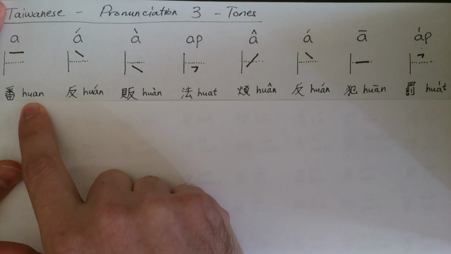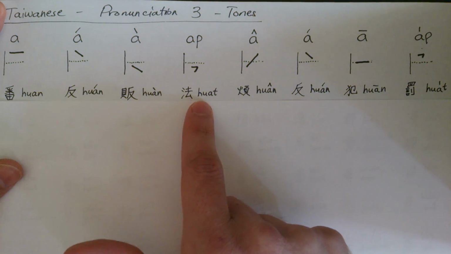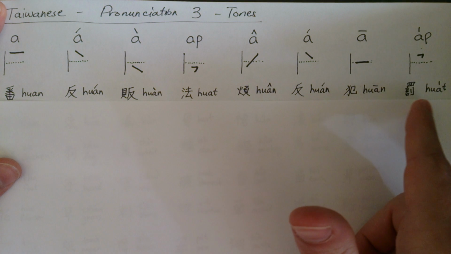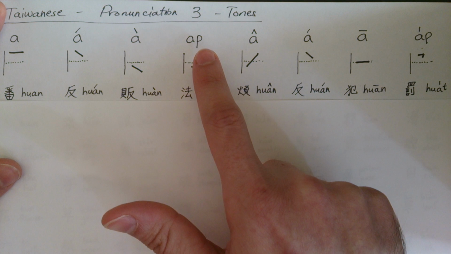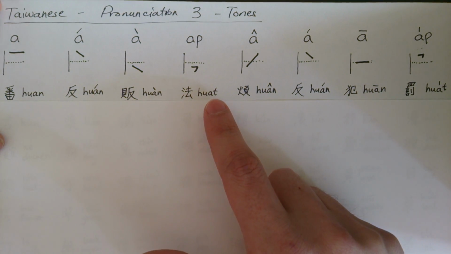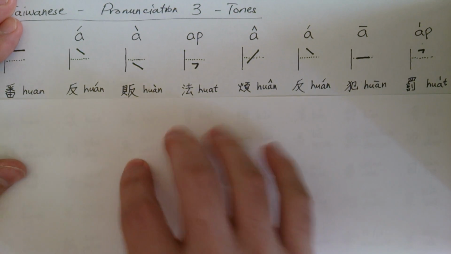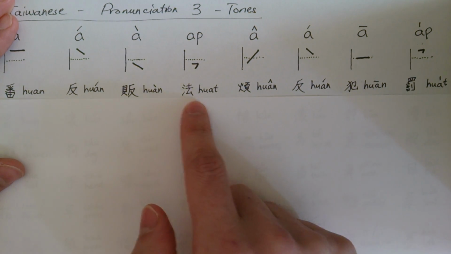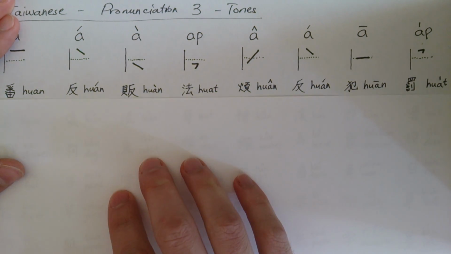So here we have first tone, huan, huan, huan, huat, huan, huan, huan, huat. And you'll see now, before I had a P at the end, here I've got a T. So remember, it can be P, T, K, or H. Those are all going to be 4th or 8th tones. Let's try that again, then you can try. Huan, huan, huan, huat. Huan, huan, huan, huat. Okay, go ahead.